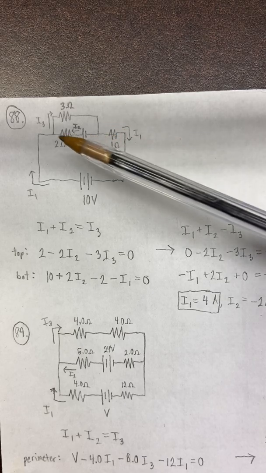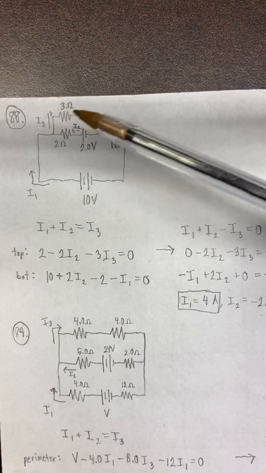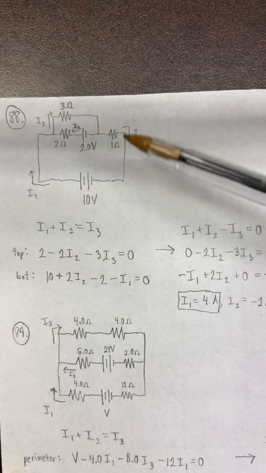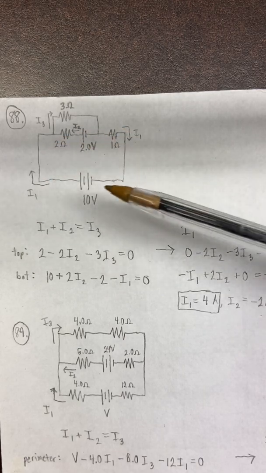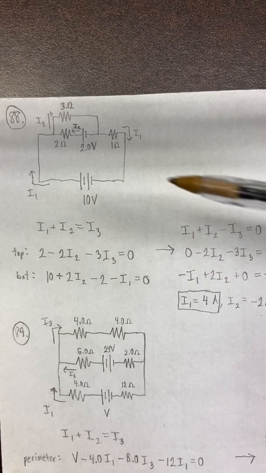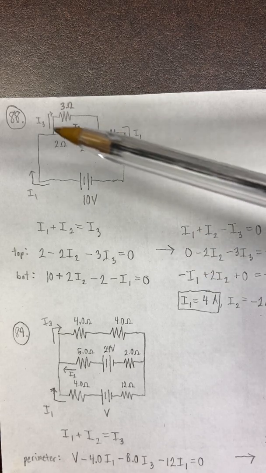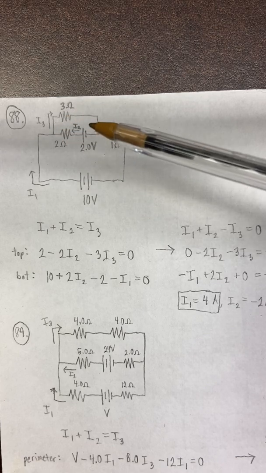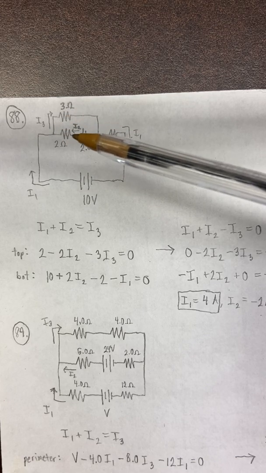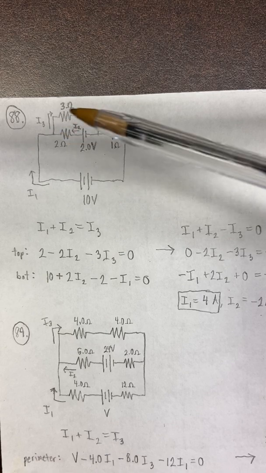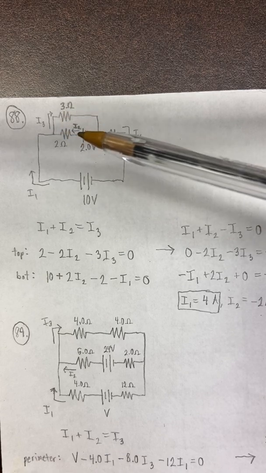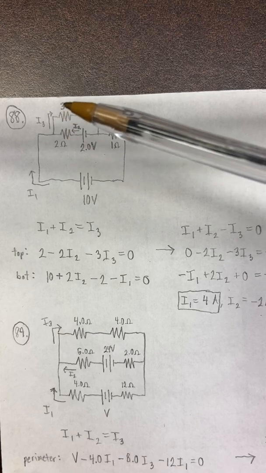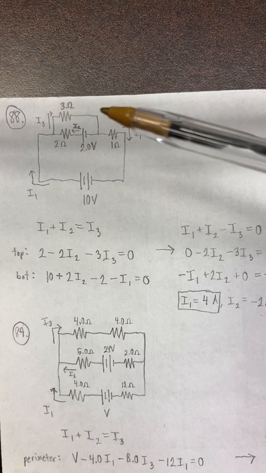Top loop, that refers to this guy right here that I'm outlining. That's top loop. And bottom loop would be this guy down here that I'm outlining. That's bottom loop. Okay, so top loop then. Let's say we want to go around it clockwise. Well, if we go around it clockwise, we got positive 2 from the 2-volt battery. Voltage drop from the resistor, since chosen direction lines up with current. So that's where the minus 2I2 comes from. And then minus 3I3 equals 0.